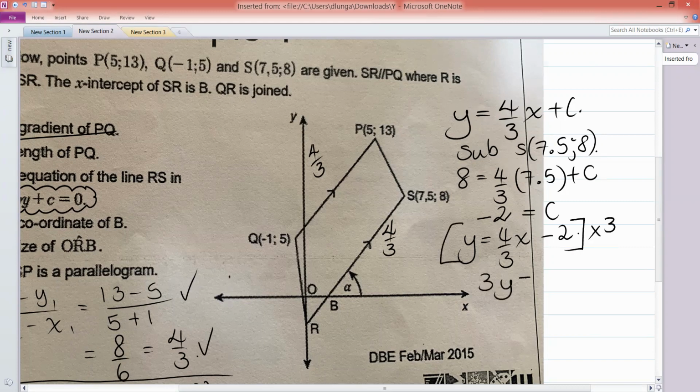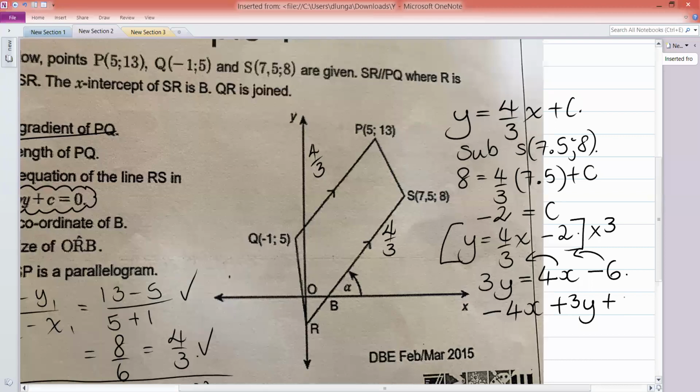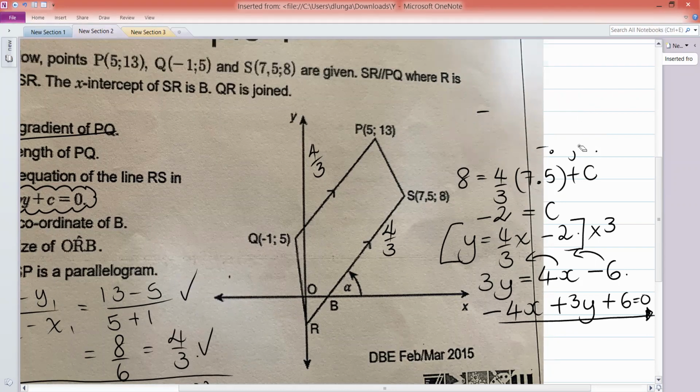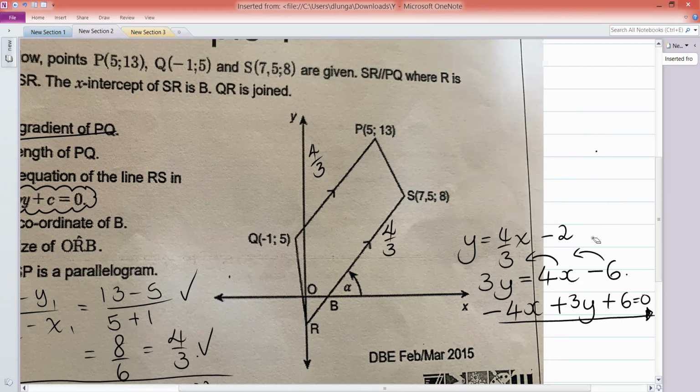So 3y is equal to 4x minus 6. Almost there. We're going to take the 4x and the negative 6 over. So negative 4x plus 3y plus 6 is equal to 0. Now we have got it in the form that they were requesting. We're going to need this equation at some point, so I'm going to keep it there.